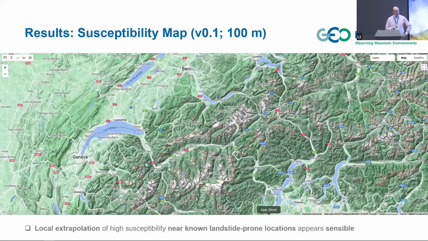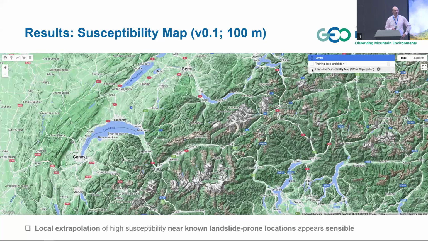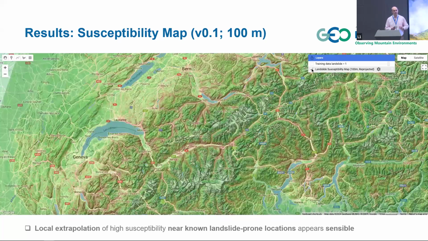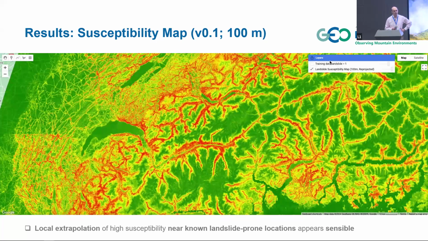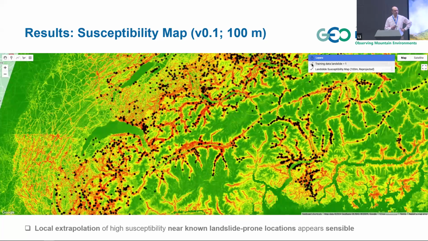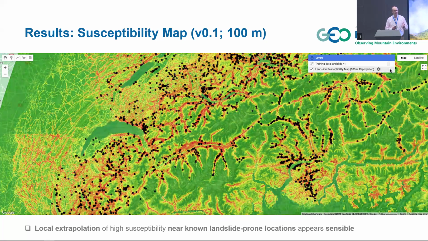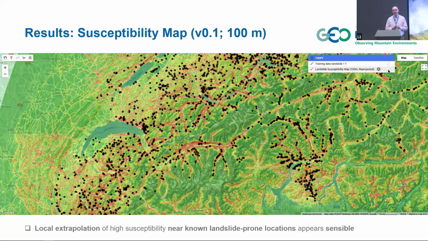If we zoom in in a little bit more detail, we can see that once this loads. Another nice feature of Google Earth Engine is that we can visualize the data in an extremely efficient fashion. We can turn layers on and off very easily. We can make them transparent. But we see here, for example, that the model seems to be doing quite a reasonable job in extrapolating, if you like, these areas of high susceptibility near known or historical landslide locations. So this seems very sensible.